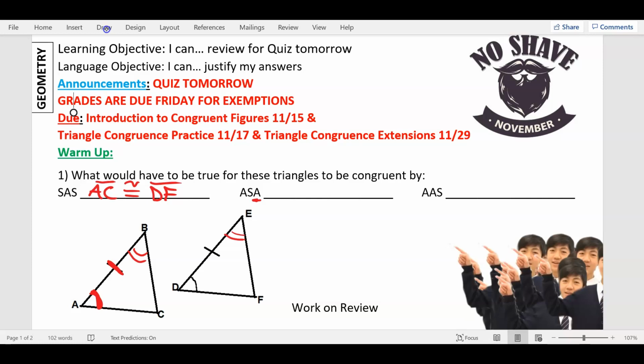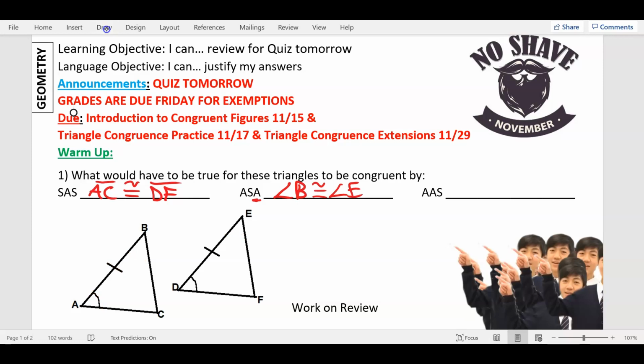Now, when we write this, they're not segments, so we're going to write it as an angle. You got to put the little angle symbol. So let's go ahead and put angle B is congruent to angle E. Angle B is congruent to angle E. Okay. Now it's ASA. Does that make sense? You got to tell me which one's missing. There you go. Okay, last but not least, AAS.